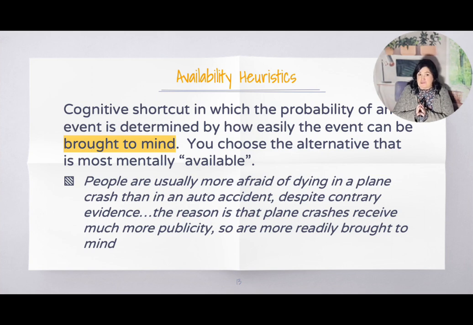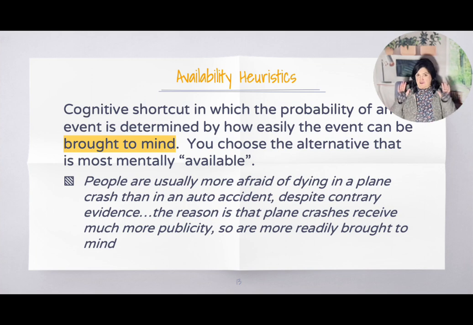It's how available that name is, how available the information is inside your brain. So you choose the alternative that is most mentally available. Here's an example. People are usually more afraid of dying in a plane crash than in an automobile accident, despite the fact that it's exponentially more dangerous to ride in a car, the reason being that plane crashes receive much more publicity, right? And therefore we think, oh my God, that's just so awful.